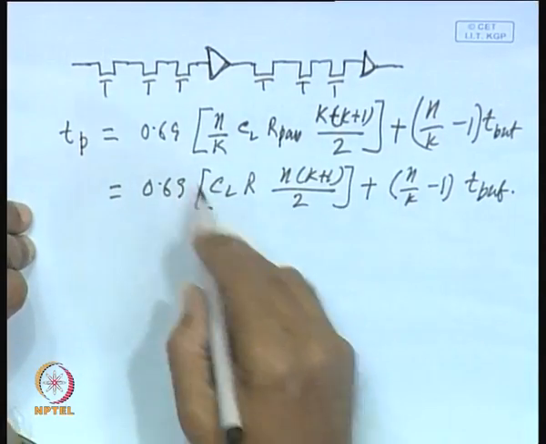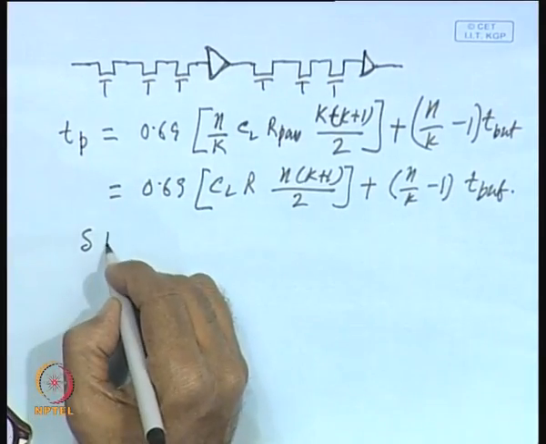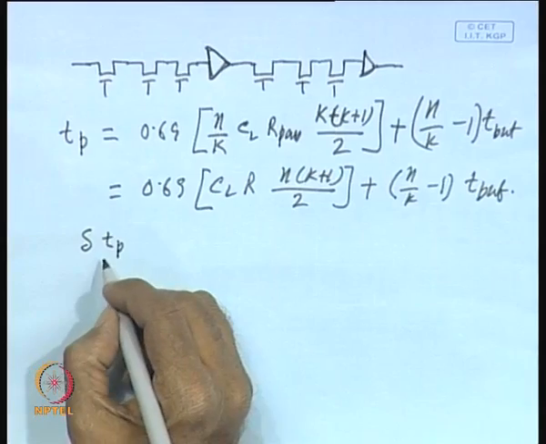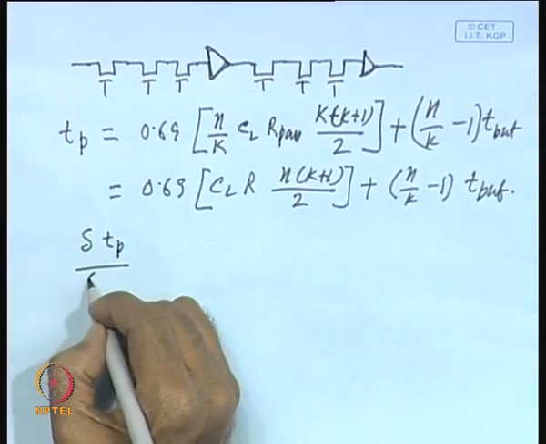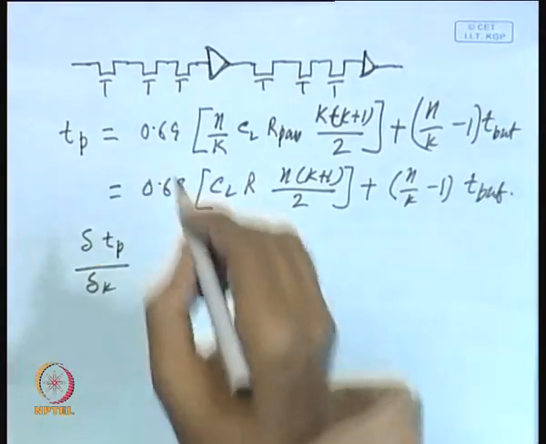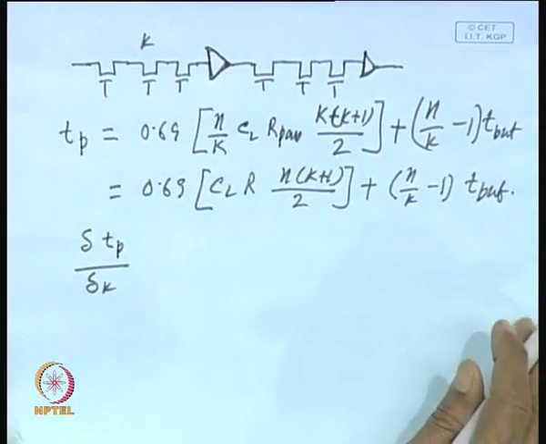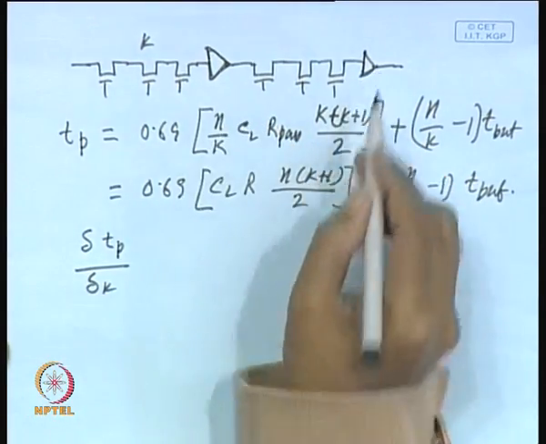How do you minimize this? To minimize this delay, the simple way of doing it is to differentiate it and make it equal to 0. So, to minimize the value of this delay, we take delta T p by delta k. That means, after how many stages, where k is the number of stages, you will insert a buffer. We have shown a non-inverting buffer here.